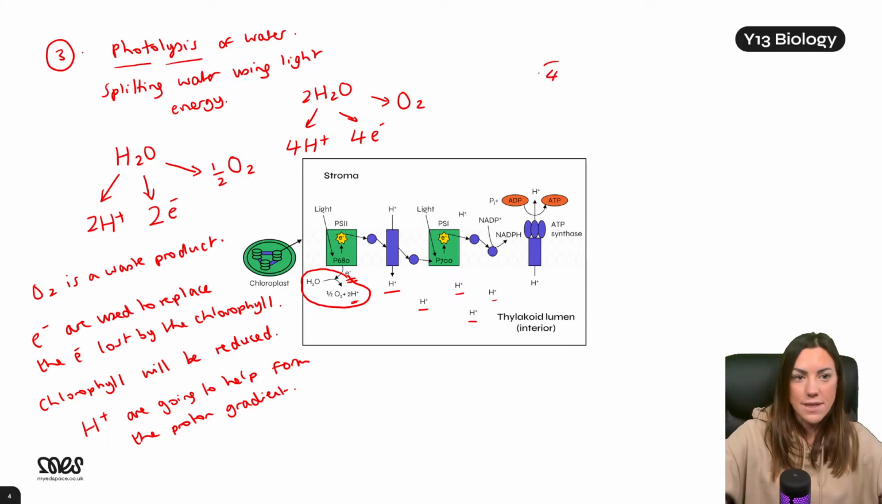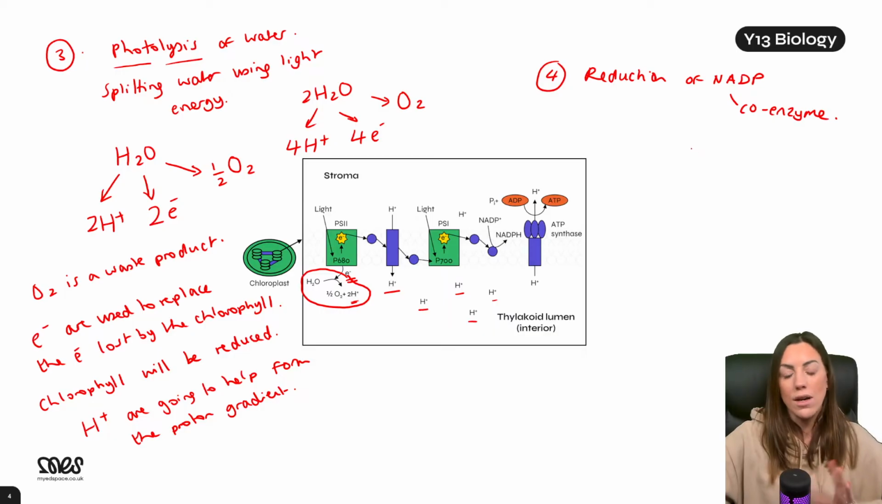Final stage, stage 4, is the reduction of NADP. Now, NADP is a coenzyme, okay? It's not an enzyme, it's a coenzyme, and its role is to carry hydrogen. So it transports hydrogen from the thylakoids in the light-dependent reaction into the stroma, where that hydrogen will be used in the light-independent reaction. So it's like a little carrier, it's a coenzyme. It works with the dehydrogenase enzymes and it helps to transport that hydrogen.